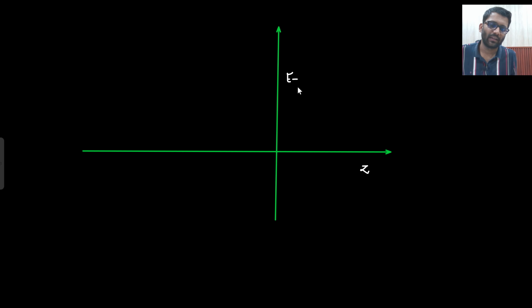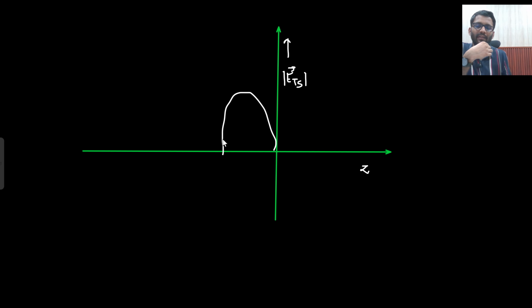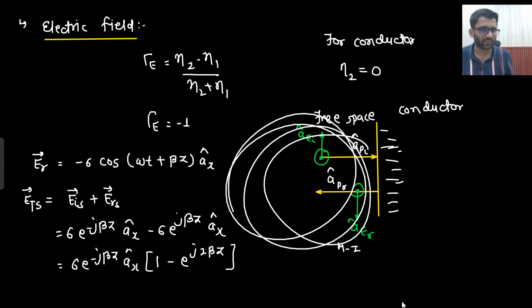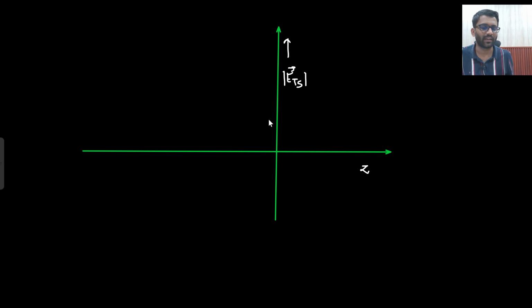And here I am writing ETS mode. Now tell me one thing, why am I drawing the standing wave pattern here? I will draw the standing wave pattern like this. Why is that so? Because this is all happening for z less than 0, no? This all is happening for z less than 0. That's why I am drawing my standing wave pattern here. Okay, so I will start from here.